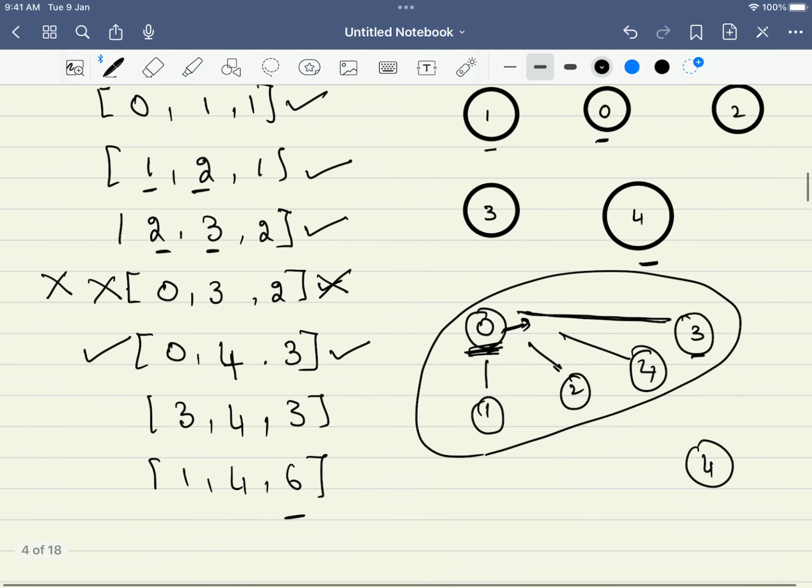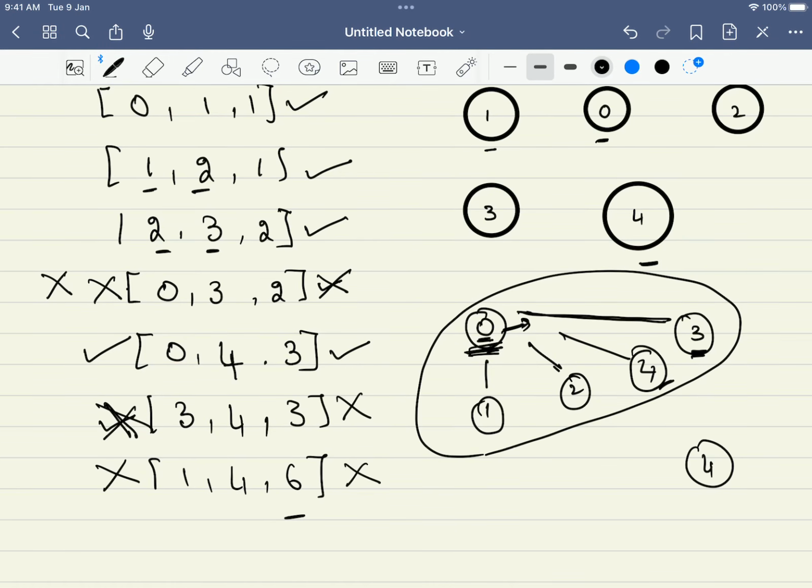Now this edge, 3 and 4. Who is the parent of 3? 0. Who is the leader of 4? 0. So we will not be including this. So this edge is not required. Similarly, this edge is also not required.